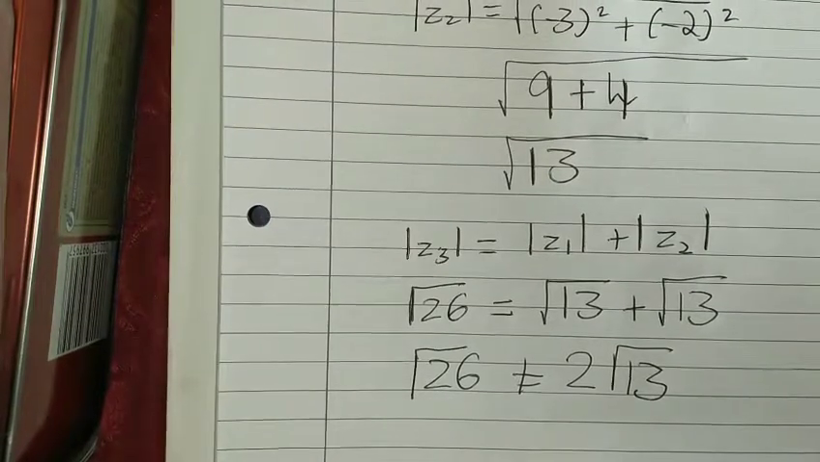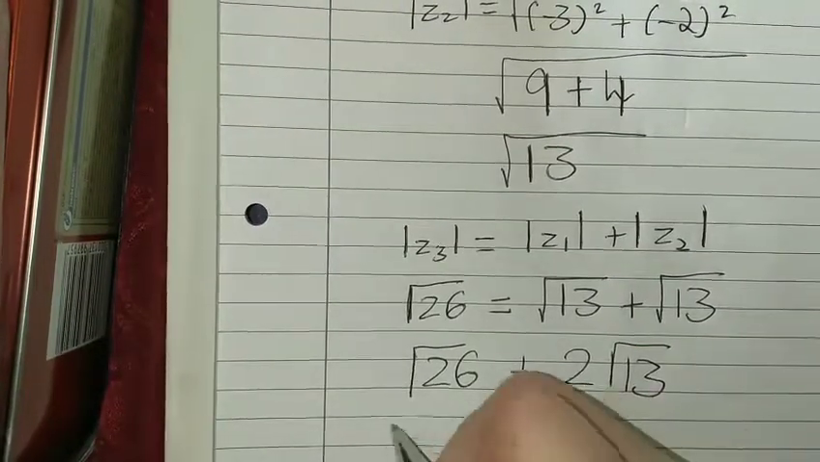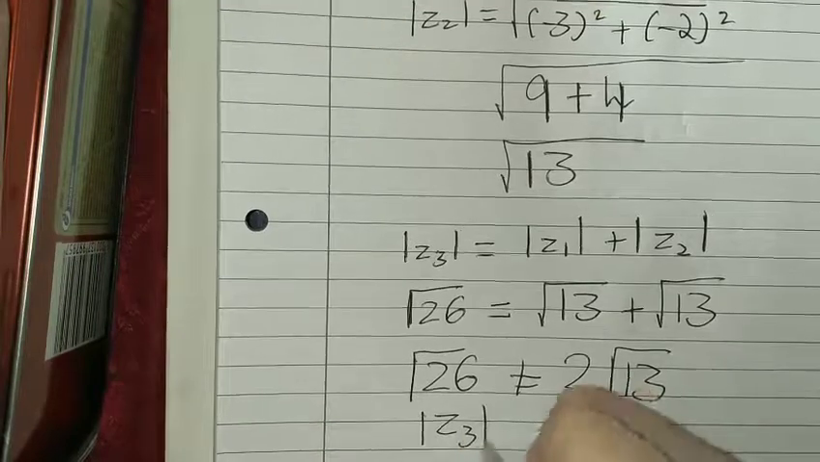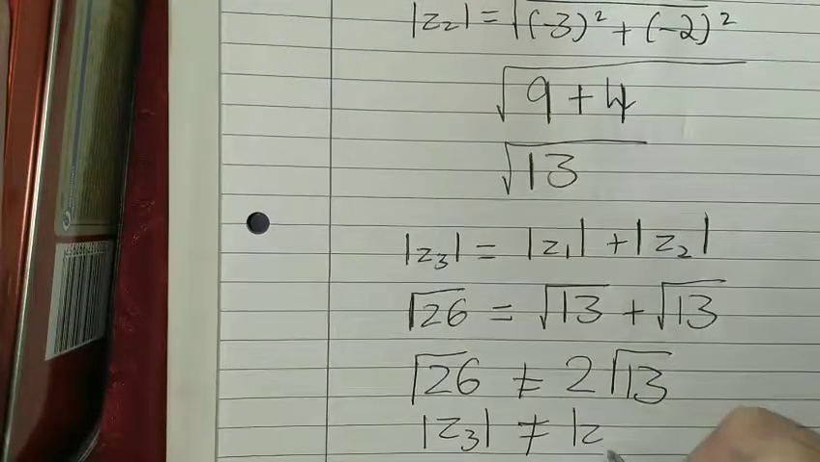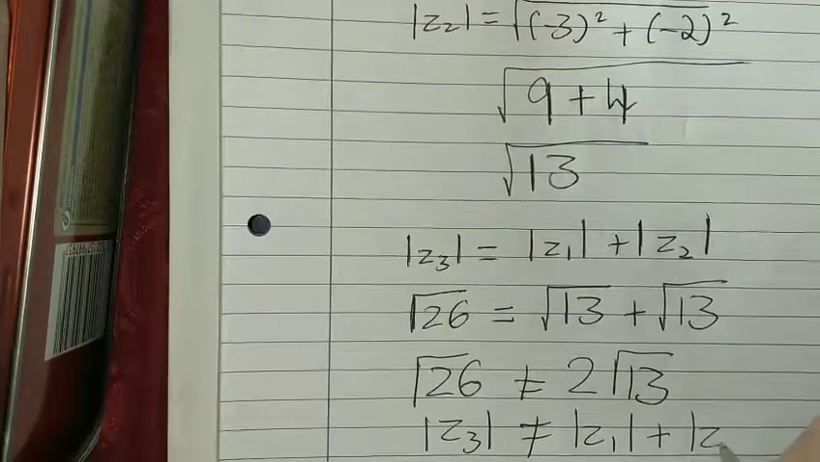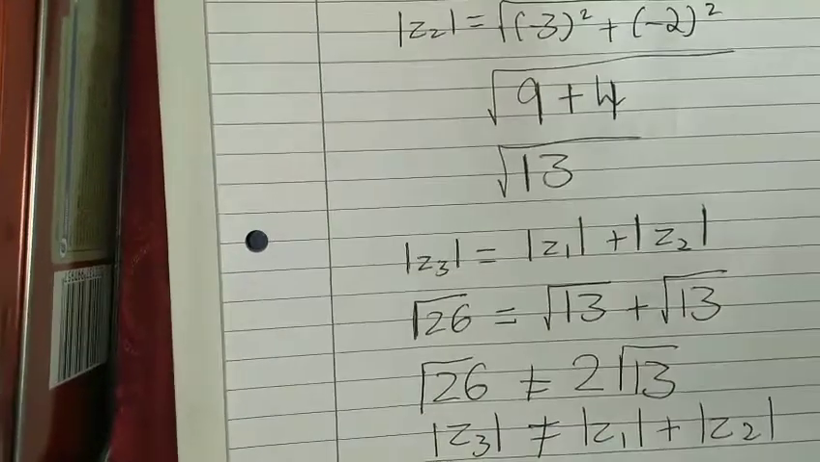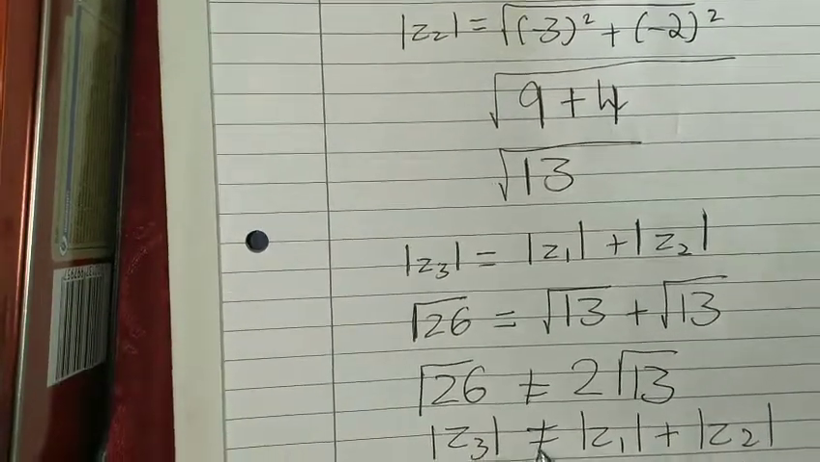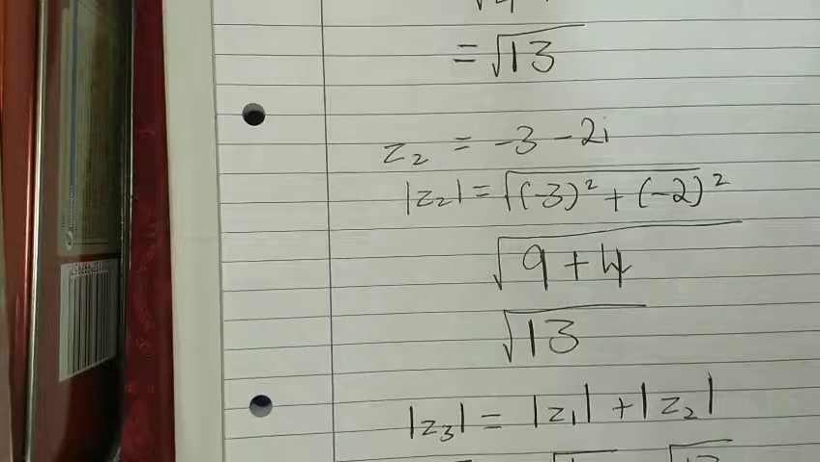So the modulus, they're not equal. So the modulus of Z3 is not equal to the modulus of Z1 plus Z2. So that just means that sign there means not equal to.